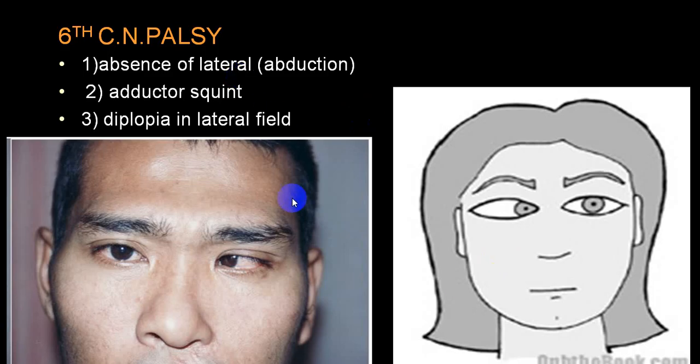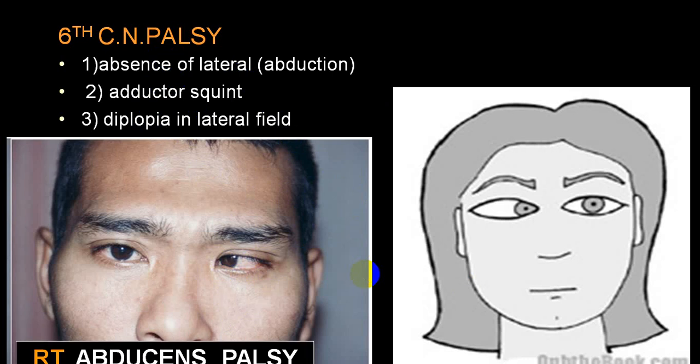As far as sixth cranial nerve palsy is concerned, it is very easy. There is absence of lateral movement, or abduction. Because lateral movement is not there, there is unopposed action, so the person will have a medial squint, an adductor squint, absence of lateral movement, and diplopia in the lateral field. Very simple. So this will be right side abduction palsy. The right side cannot, when the person is asked to look laterally.